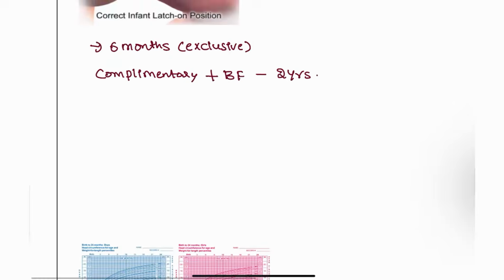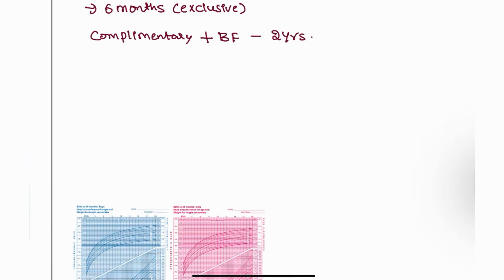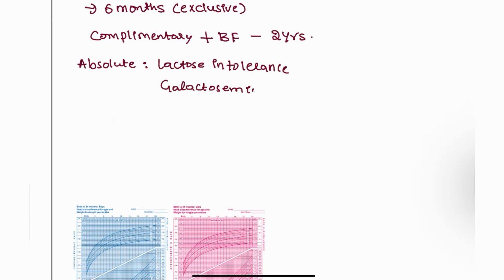Next, what about the contraindications? The absolute contraindications will be lactose intolerance. Okay, lactose intolerance along with the baby, those who are suffering from galactosemia, and mother, those who are taking the radio or the chemo. This is also contraindication. Next, relative contraindications.